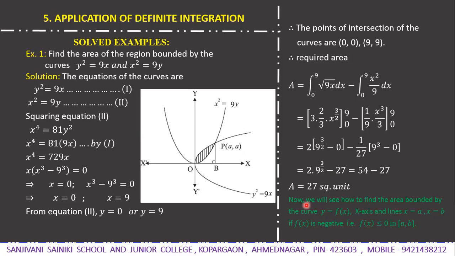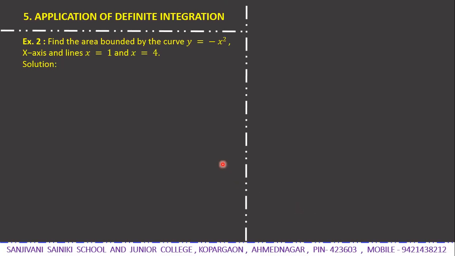Now we will learn what will happen if f of x is less than or equal to 0 in the given interval, that is, f of x attains negative values. Then what will happen? Find the area bounded by the curve y is equal to minus x square, x-axis, and the lines x is equal to 1 to x is equal to 4. Now let A be the area bounded by the curve y is equal to minus x square, x-axis, where x lies between 1 to 4.